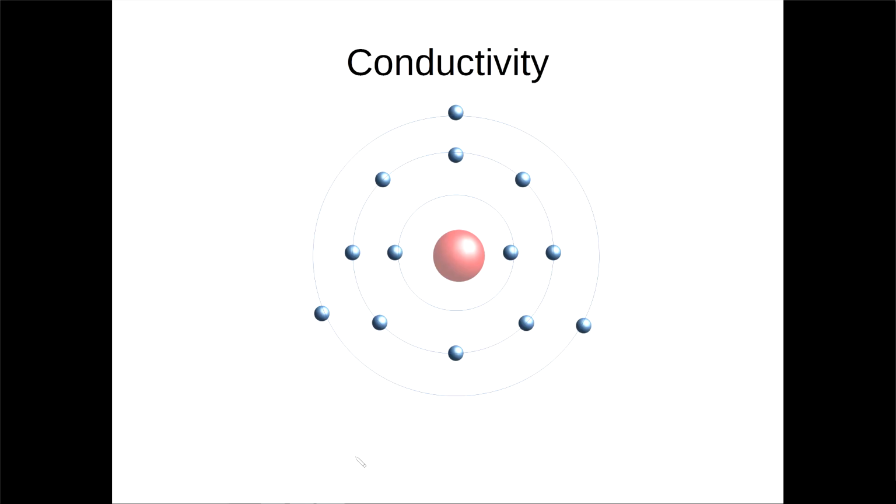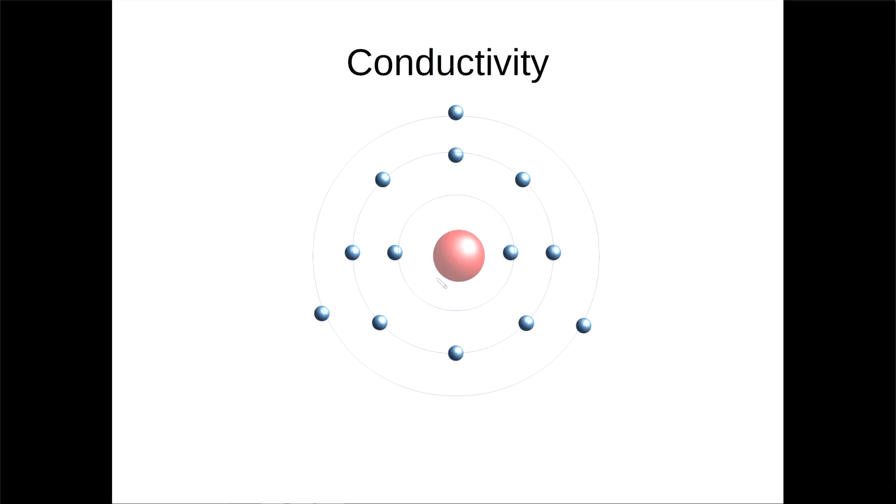So it's opposite. So let's look at conductivity. Here I've just kind of drawn out this atom. It's an aluminum atom, so this represents aluminum. What makes a certain material conductive is if it has electrons which it can easily give up.